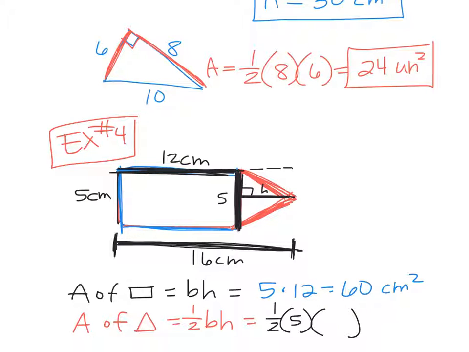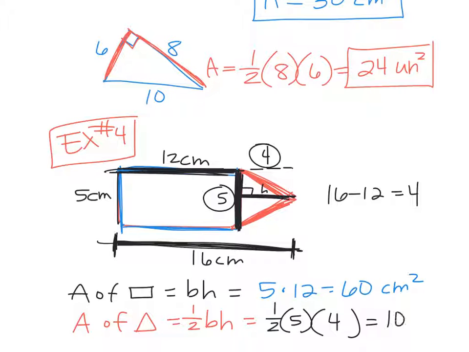4. 4, right? This is 16. This is 12, so just go 16 minus 12. So that means 4 would be that length, which is our height. So in the triangle, we have a 5 and a 4 as our base and our height. So you would go 1/2 times 5 times 4, or 10 square centimeters.